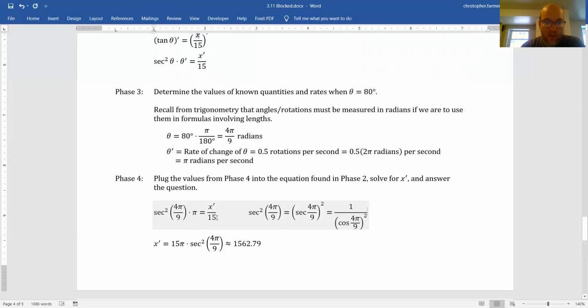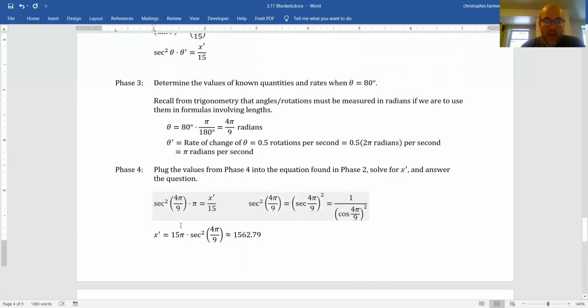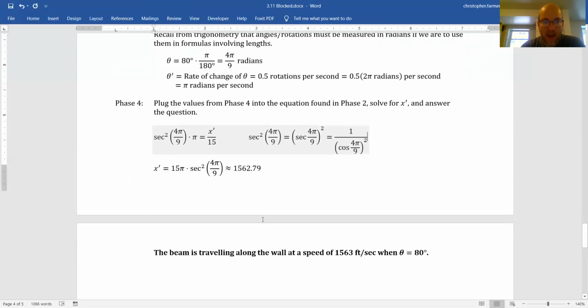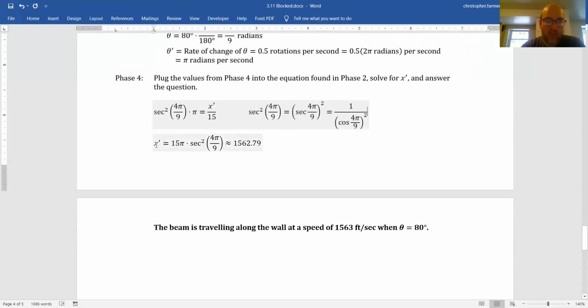So just quickly, all we did here is multiply both sides by 15 to get the x prime by itself. Then you're typing all of this into your calculator at once. It spits back this number. And of course, remembering that the derivative we're working with is a rate of change of the distance, this is the speed that we're looking for. So the beam travels along the wall at a speed of 1,563 feet per second when theta is equal to 80.